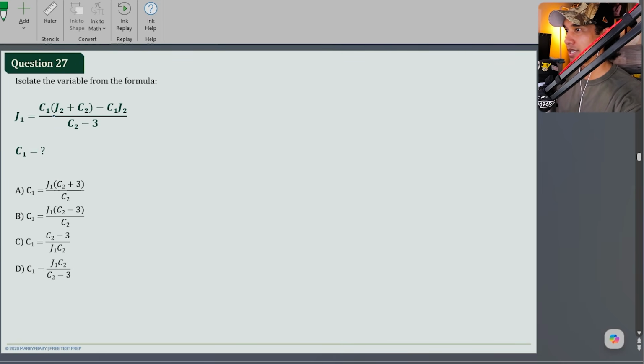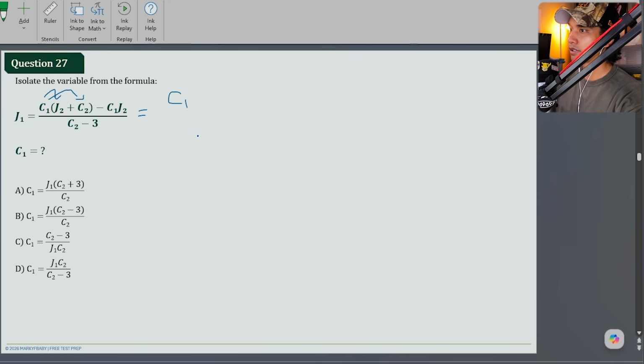J1 equals C1 J2 plus C2 minus C1 J2 over C2 minus 3. C1, and these are subscripts, okay? So the first thing that I am going to do, I'm going to just start it from here. What we're doing is isolating for C1. So I'm going to multiply the C1, or distribute the C1, okay? Giving me C1. Wait a minute. C1. Oh yeah, that's correct.